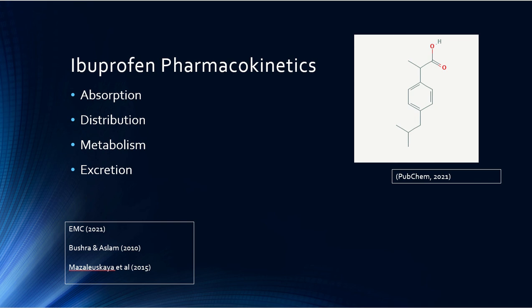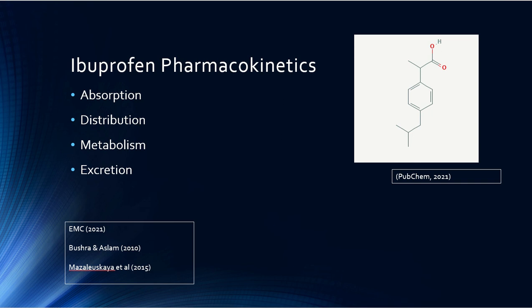Distribution: ibuprofen is extensively plasma bound, approximately 99% at therapeutic levels. The volume of distribution is 0.1 to 0.2 litres per kilogram. Peak plasma concentrations occur within 1 to 2 hours.